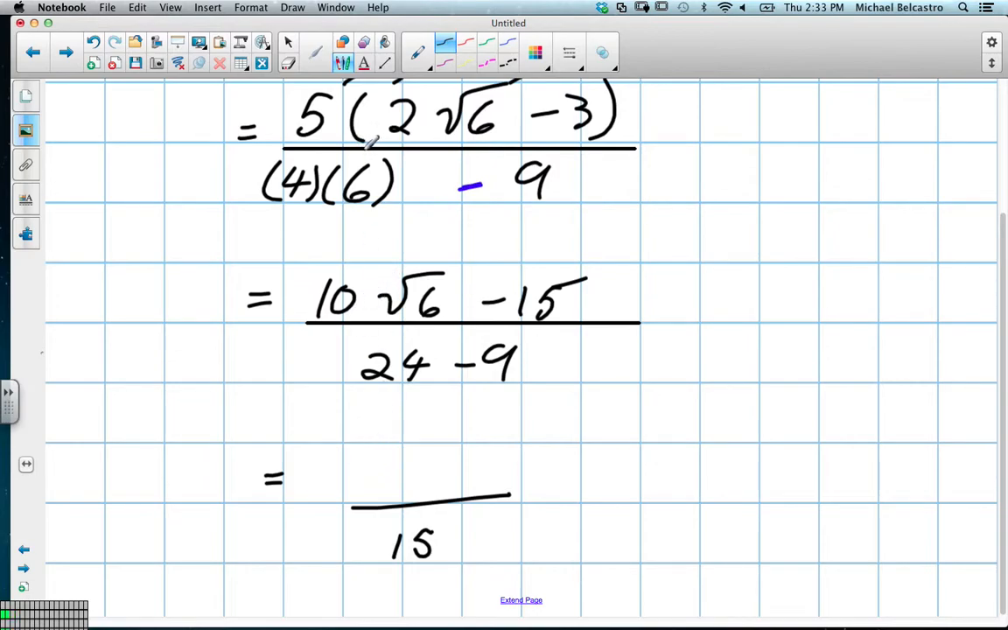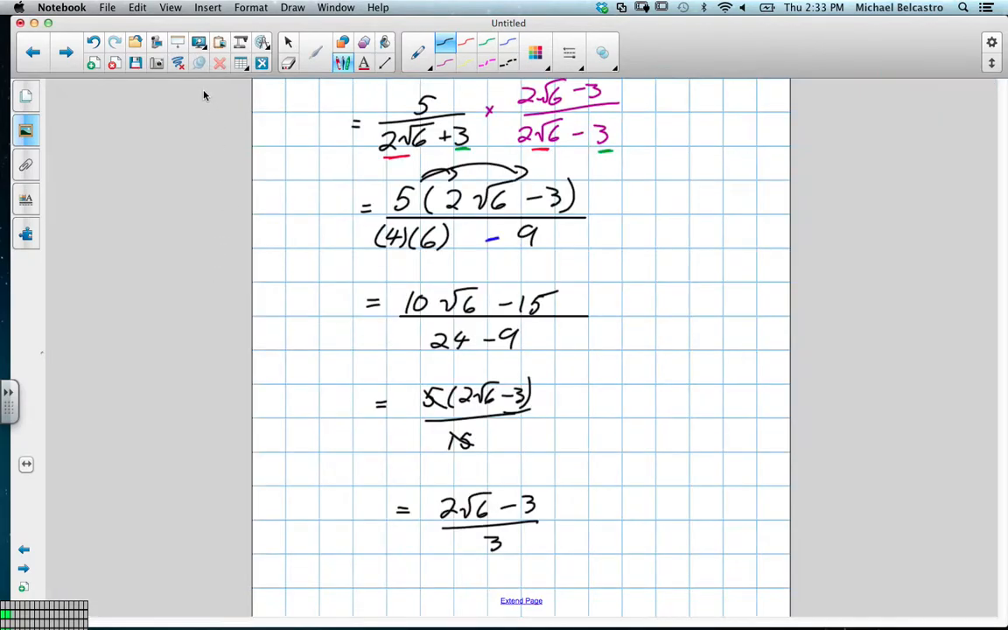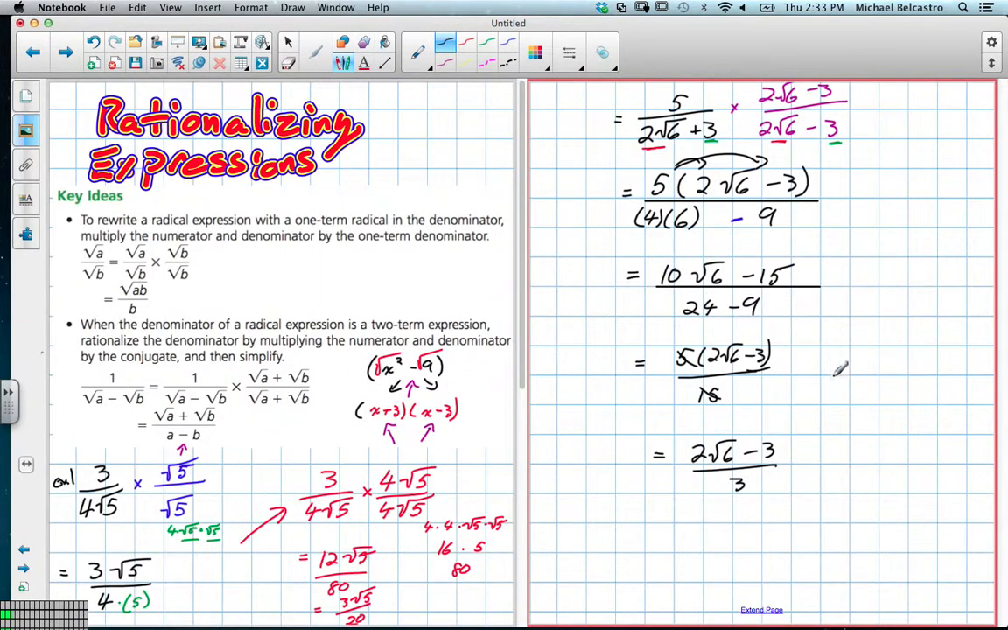Oh, I had that already on top. Actually, let's go back. Factor it back to this. I know that was pointless there. But the reason being is because now I can simplify. This will now become 2 root 6 minus 3 over the value of 3. A little simpler this way to look at. And that is rationalizing expressions.